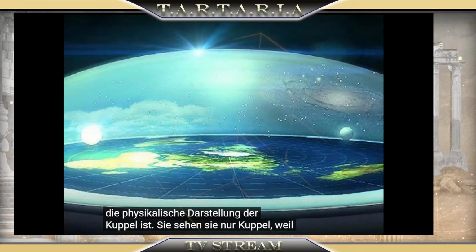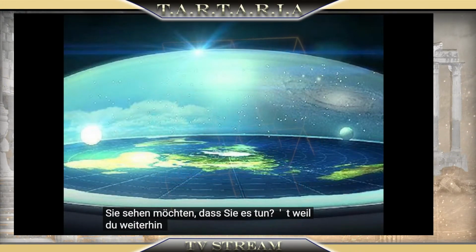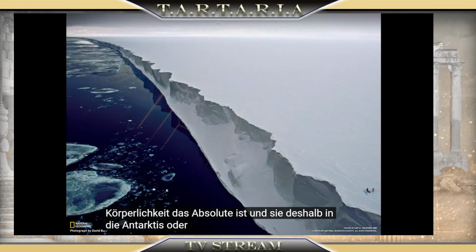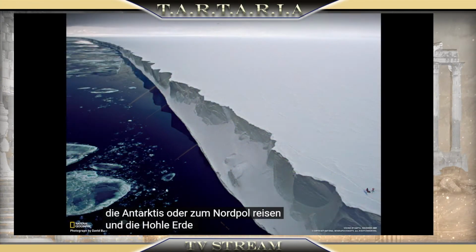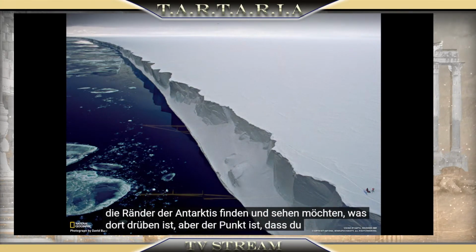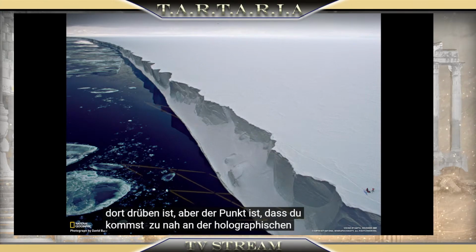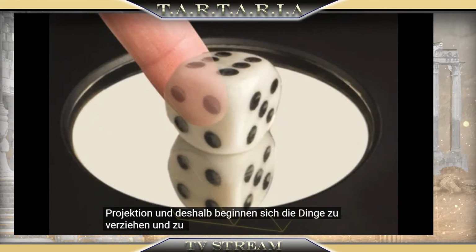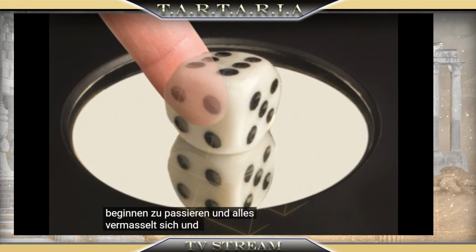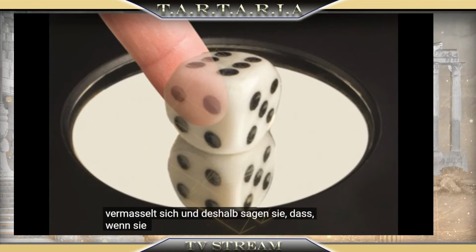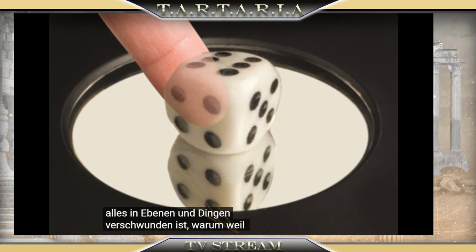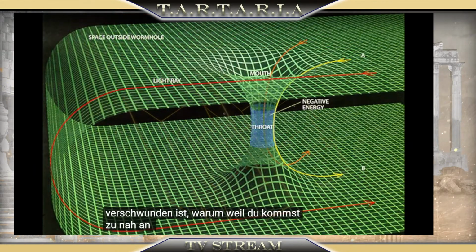You're only seeing a dome because you want to see a dome, because you continue to believe that physicality is the absolute. And so they want to travel out to Antarctica or to the North Pole and find the hollow earth or find the edges of Antarctica and see what's over there. But the point is you're coming too close to the holographic projection, and therefore things start to warp and disappear and interdimensional stuff starts to happen and everything screws up. And that's why they say that when they went over the edge, everything in planes and things disappeared. Why? Because you're coming too close to the projection.